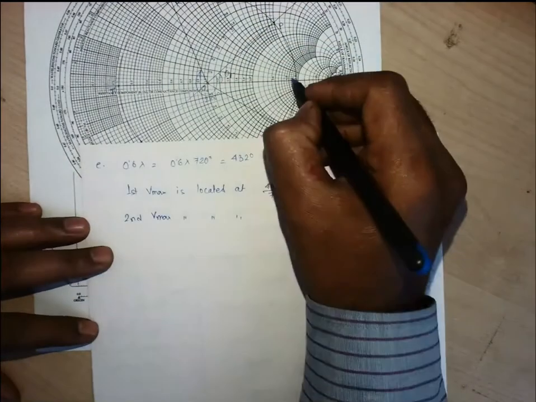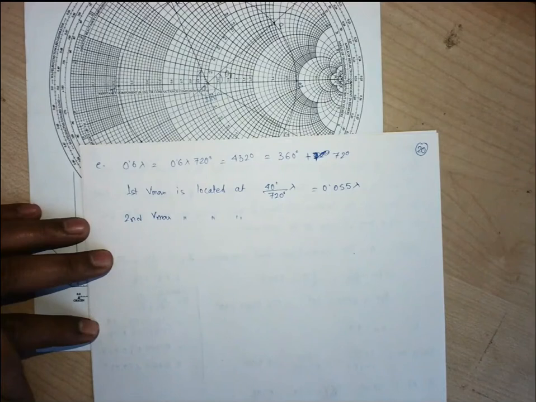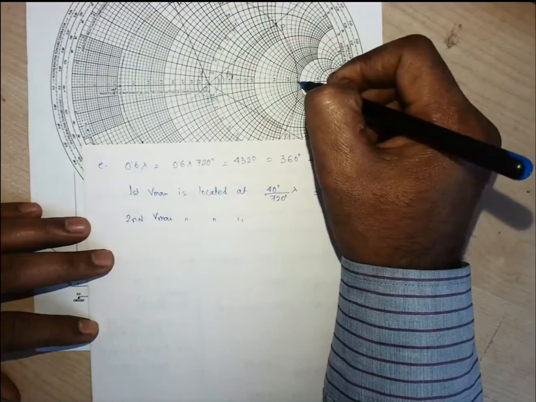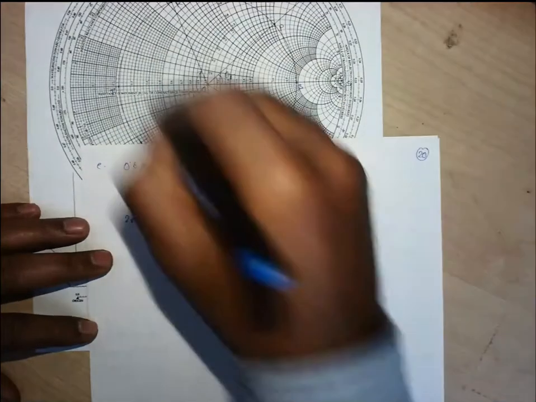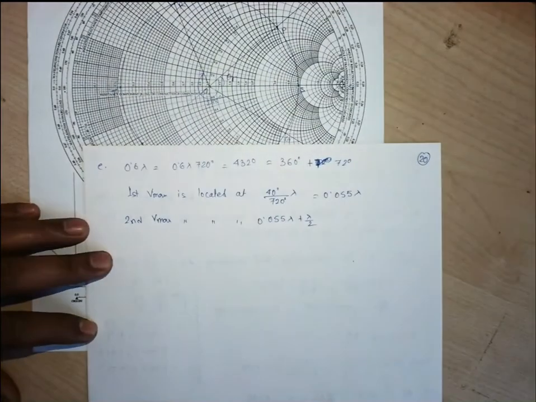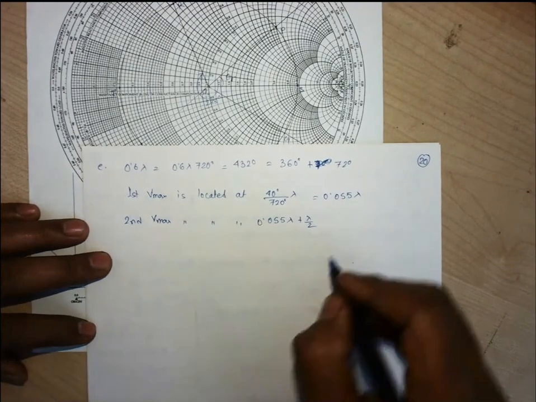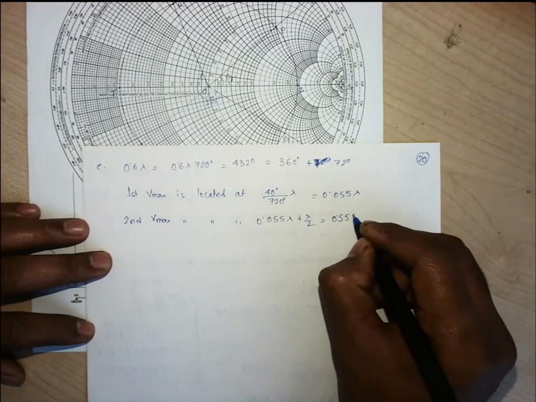Complete one rotation plus this. So complete one rotation, it is 360 degree. 360 degree means lambda by 2 plus this, we have already covered this much. Then again we'll come to this point. So second Vmax, it is 0.055 lambda. Complete one rotation, it is 720 degree. Then we can say it is lambda by 2 since it is 360 degree. But according to the length, if we go with the lambda, then it will give you 720 degrees. So obviously 360 degree means lambda by 2. So second location is 0.555 lambda.